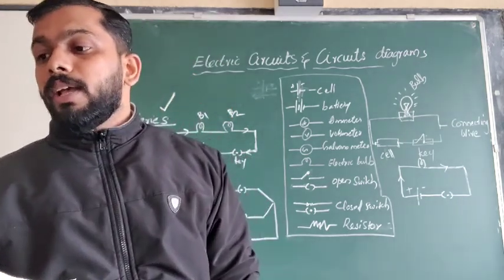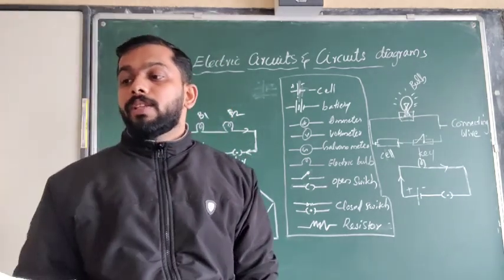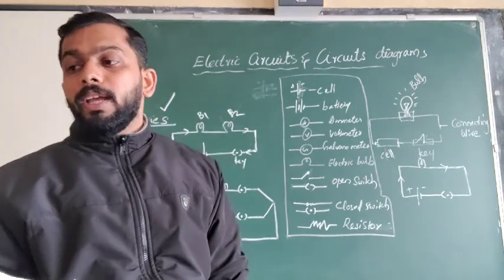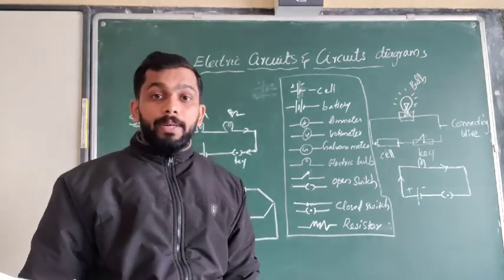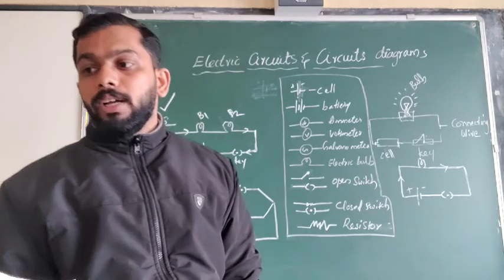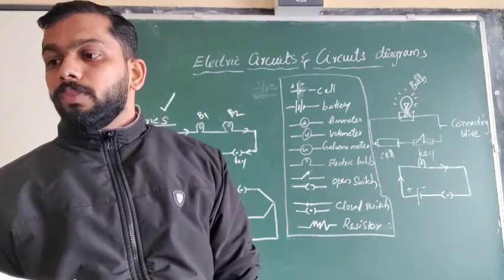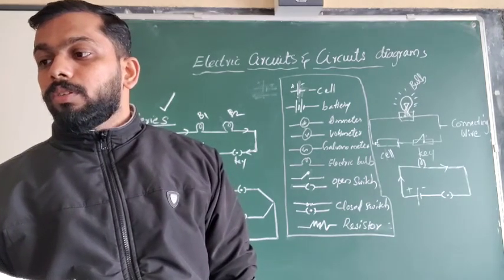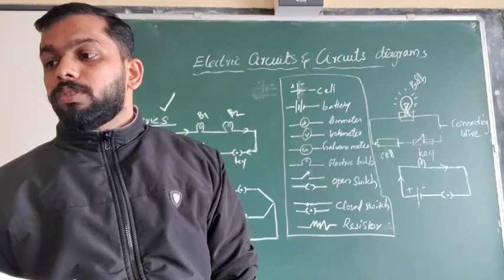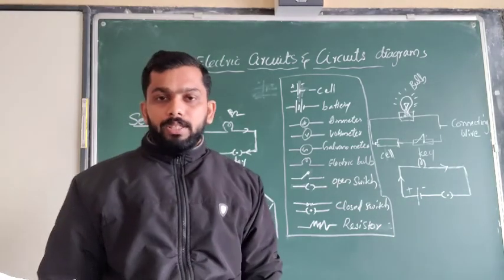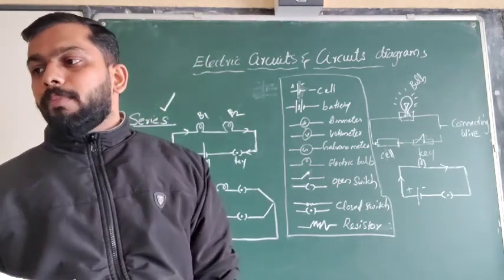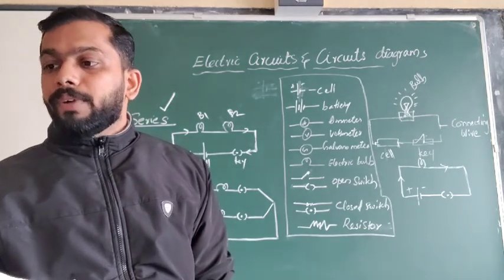Then the last one is that the same current flows through all the devices, and if one device is not working, it results in an open circuit. Open circuit will not work. Then again we can study something about this one. It is given on page number 95.